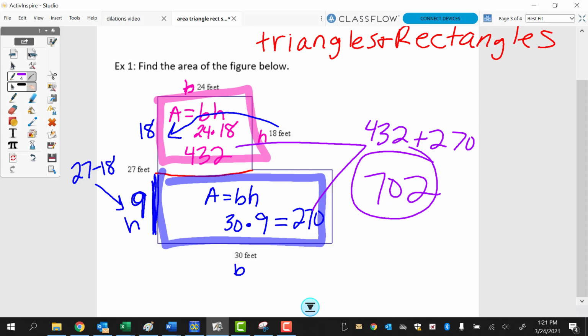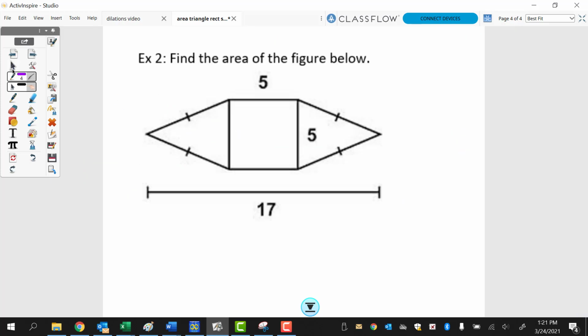Okay? One more little tiny example. So in this one, they were nice. They already broke it up for you. So in this shape, I see I have a triangle and a rectangle and another triangle. So I'm going to make sure that I'm using the right formulas. So for the triangle, I should be using A equals 1/2 BH. I'm going to write that in both the triangles.